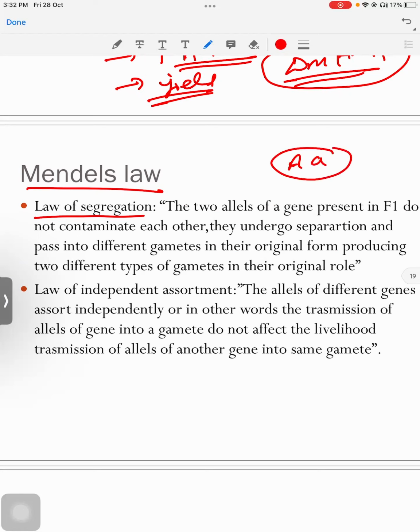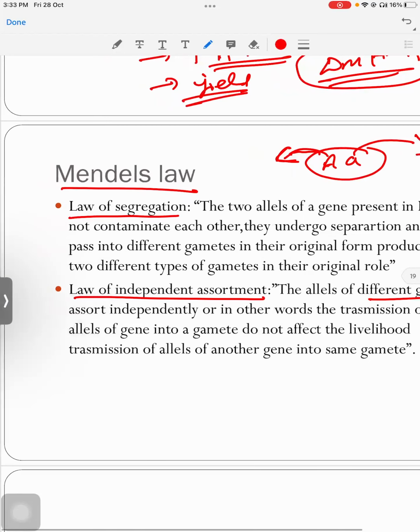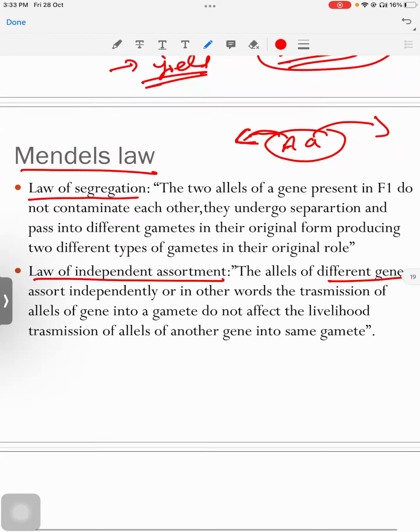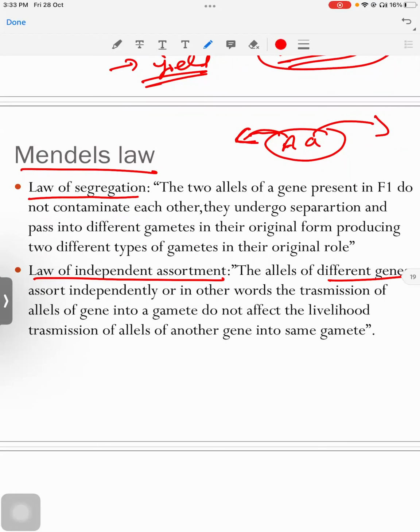They undergo separation and pass into different gametes in their original form, producing two different types of gametes. This is the concept of the law of segregation. Next, we also need to know about the law of independent assortment. What happens? Alleles of different genes assort independently, or the transmission of alleles of one gene into a gamete does not affect the likelihood of the transmission of alleles of another gene into the same gamete.